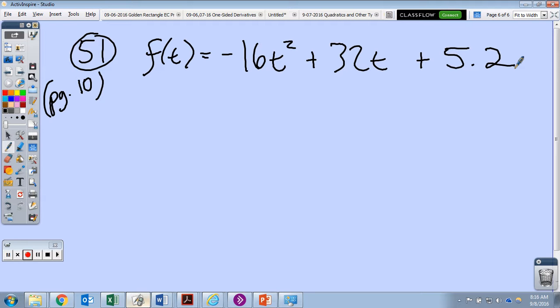Now I don't know the actual height, but I do know that the height of the basketball was 5.2 feet when it was released, because that's what it says. So it could have been shorter or taller, but around there, because the basketball was released probably somewhere in this area. So A, definitely it's a quadratic. And it says B, what is the value of t when the ball is released from your hand? Explain your reasoning.